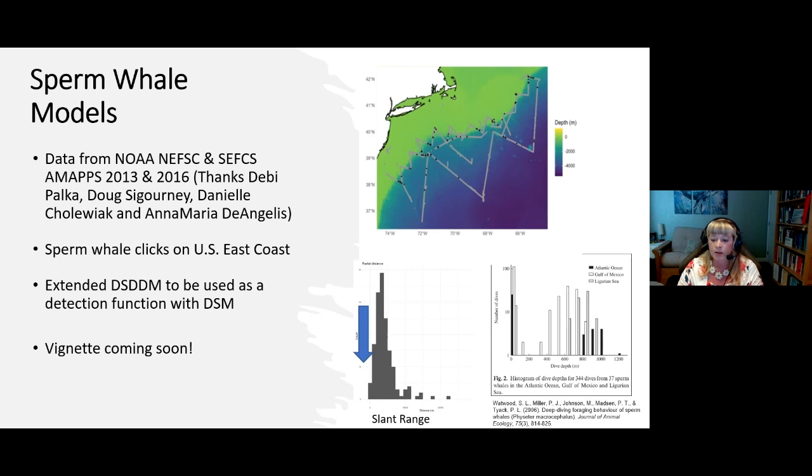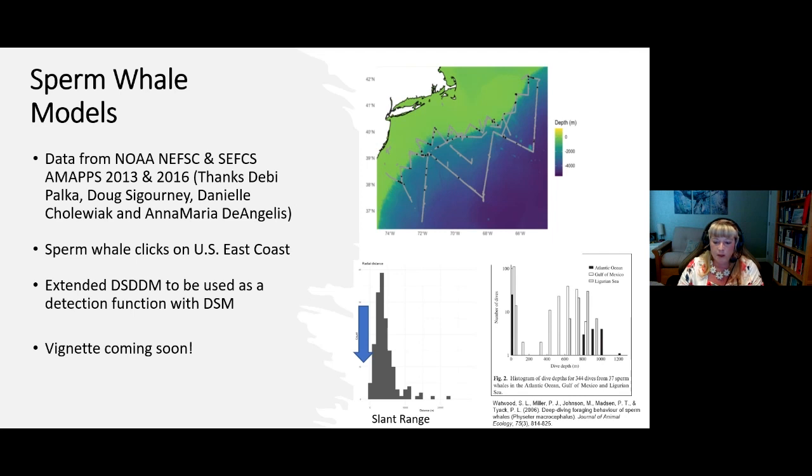Below this, you can see the original slant ranges on the left, illustrating that if we left this uncorrected, that dip in detections near the track line would most definitely result in an underestimate in density. On the right, the depth distribution of sperm whale dives described by Watwood et al. in 2006 is shown. We use this information to inform our depth distribution model and essentially correct those slant range data, collapsing it back to that semicircle we showed in the previous slides in order to get a detection probability that we could then use in our acoustic models.